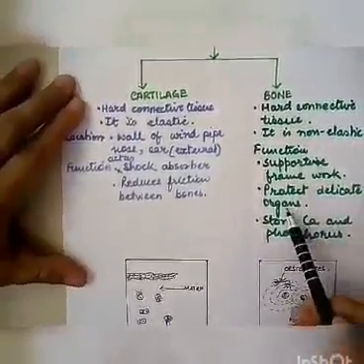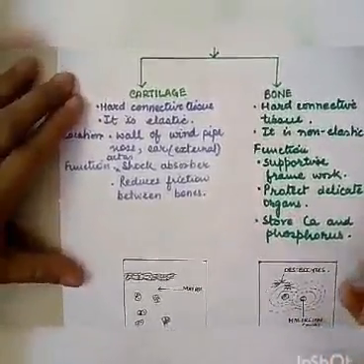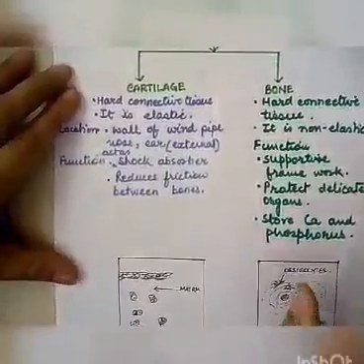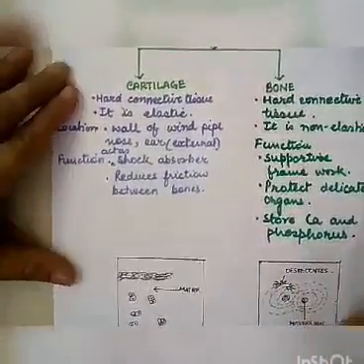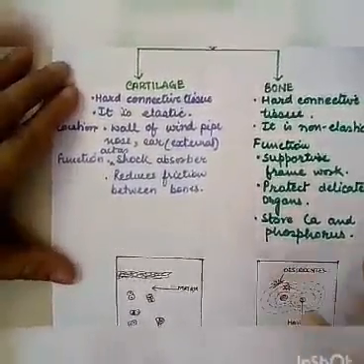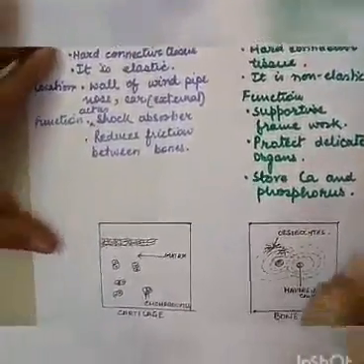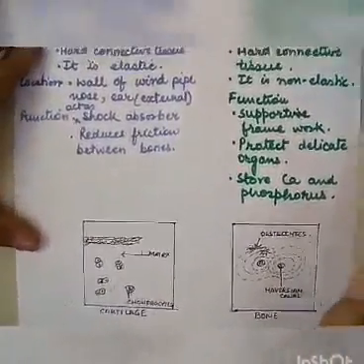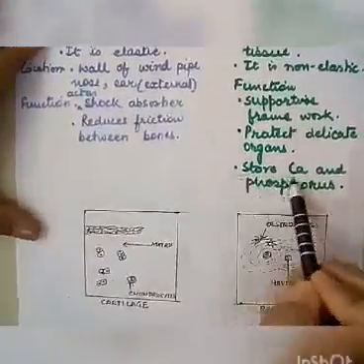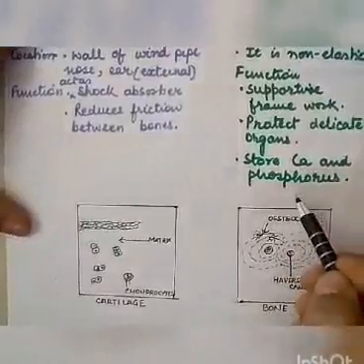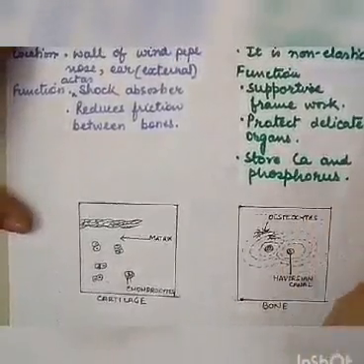It protects the delicate organs, like the rib cage in our body. The rib cage is made up of 3 different types of bones: the ribs, the sternum, and the backbone, the vertebral column. And it protects the 2 vital organs of the body, that is heart and lungs. And it is the storehouse of calcium and phosphorus. The excess of calcium and phosphorus is stored in the bones.